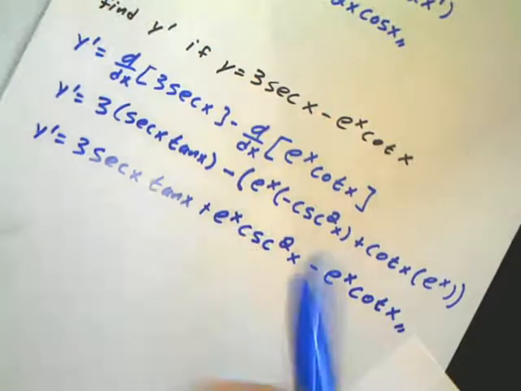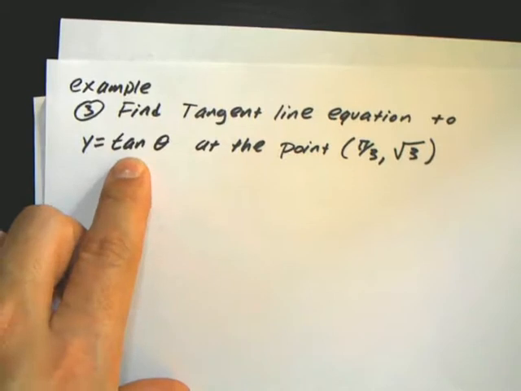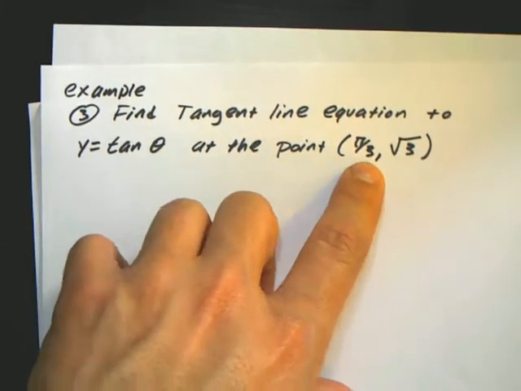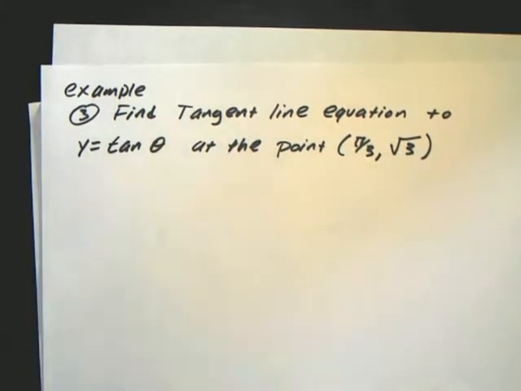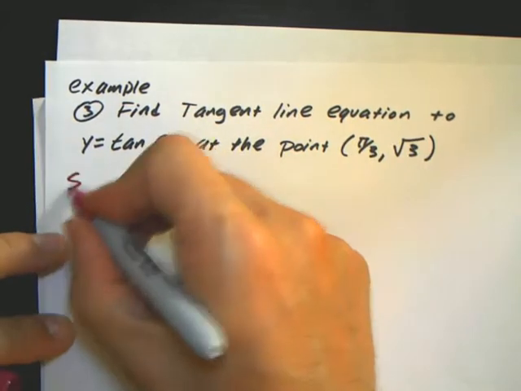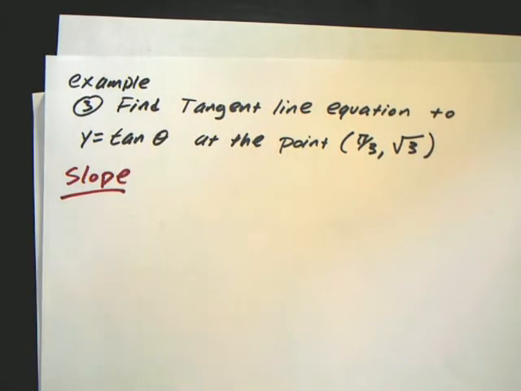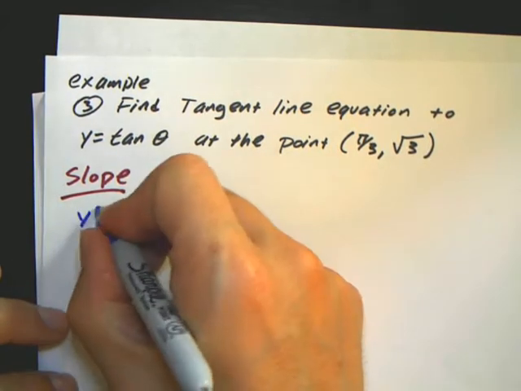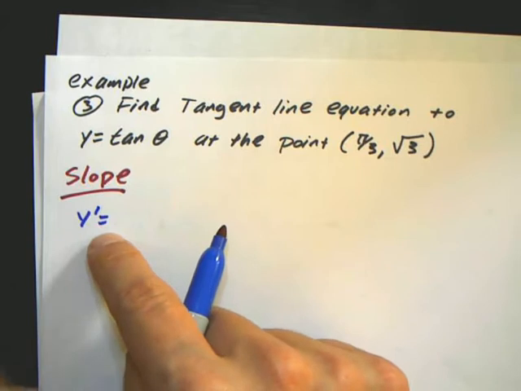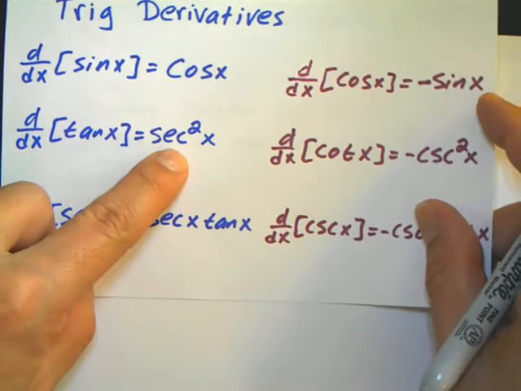Alright, last example is finding a tangent line equation to the function tangent at the point pi over 3 comma square root of 3. For these tangent line problems, the very first thing I have to do is find the slope. The way I find the slope is by finding a derivative. So y prime is going to be the derivative of tangent, which is secant squared.